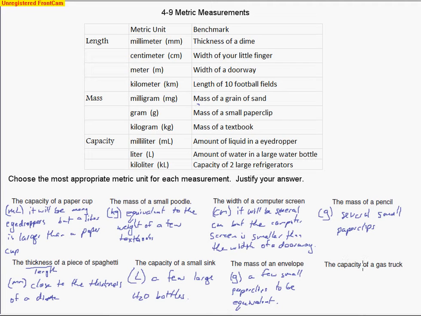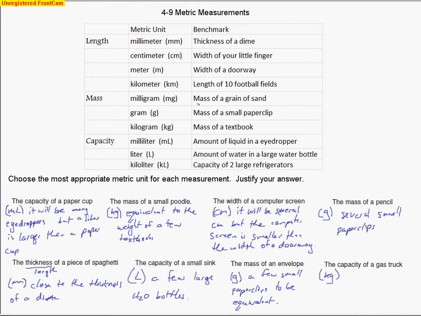And the mass, or the capacity of a gas truck. Well, capacity, we're dealing with volume, or what it encompasses. And here we have the amount of a liquid in an eyedropper. Well, definitely not that, because this is the gas truck, so this is going to be quite large. A liter is the size of a water bottle, so we want something bigger than that. So I'd go with the kiloliter. And even though the kiloliter is only 2 small refrigerators, it would take many kiloliters to be able to fill this gas truck, but that's what we'd end up going with.